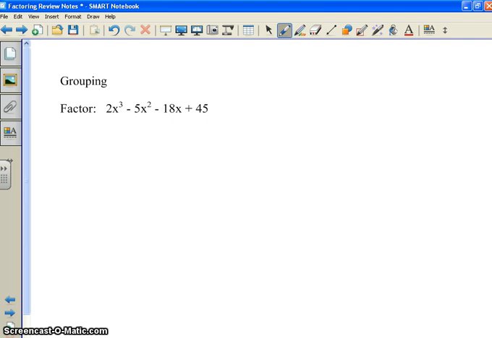We can also factor by grouping. So this problem, we're not going to be able to factor it generically. There's 4 terms to it. It's not a trinomial. And also notice here, this is not an equation, so we're not going to solve for x. We're just going to factor it.